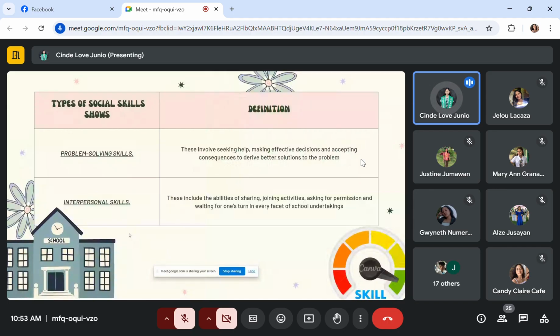So you are working well with others in a social situation. For example, you can ask permission before borrowing a classmate's ball pen and wait for your turn in a game.